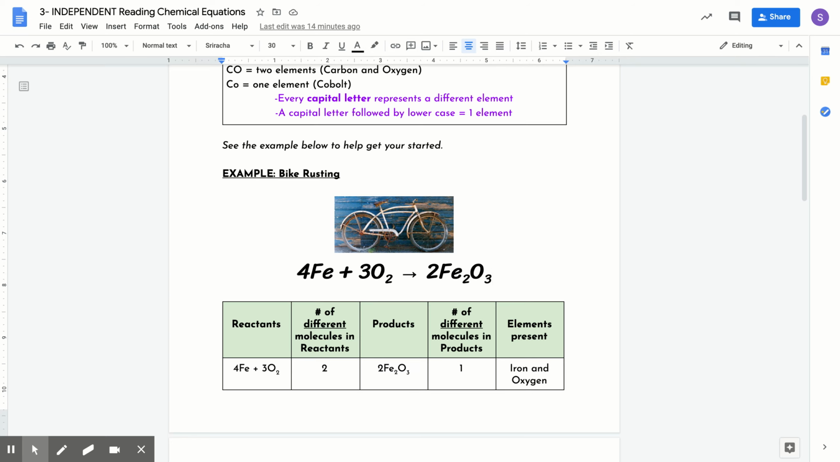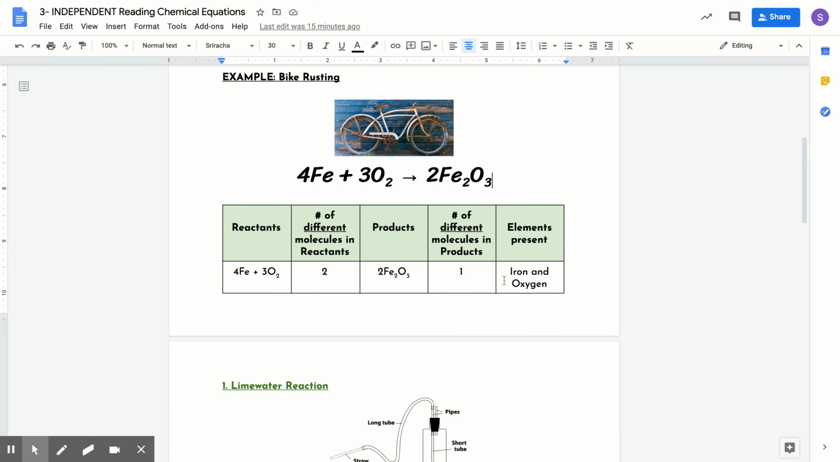Then the elements present, I'm looking and I see 2 different types of elements. Fe is 1 element, and that is iron. And then I see 1 other element over here, that's oxygen. Okay? The elements are going to be the same on both sides of the equation. So if you figure out all the elements on one side, you don't need to figure out all the elements on the other side. They're not going to be different. They will be the same.